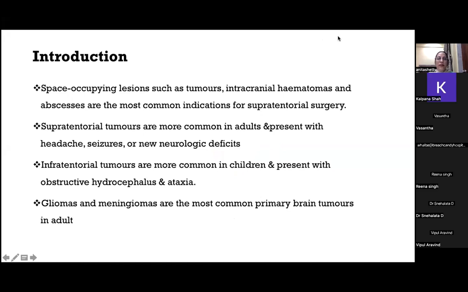Space-occupying lesions such as tumors, intracranial hematomas, and abscesses are the most common indications for supratentorial surgery. Supratentorial tumors are more common in adults and present with headache, seizures, or new neurological deficits. Infratentorial tumors are more common in children and present with obstructive hydrocephalus and ataxia. Gliomas and meningiomas are the most common primary brain tumors.